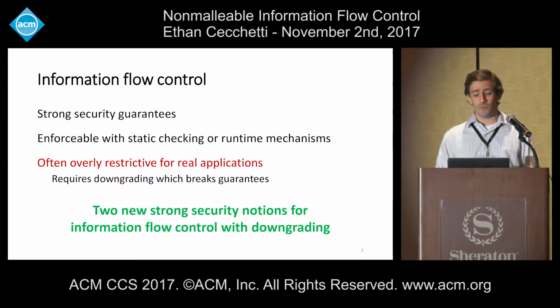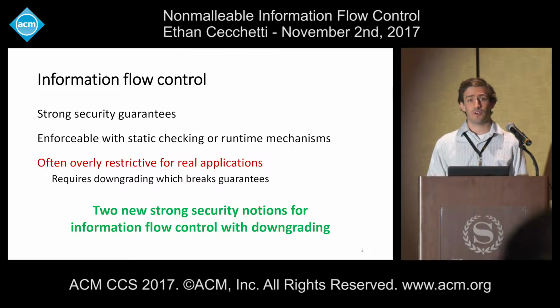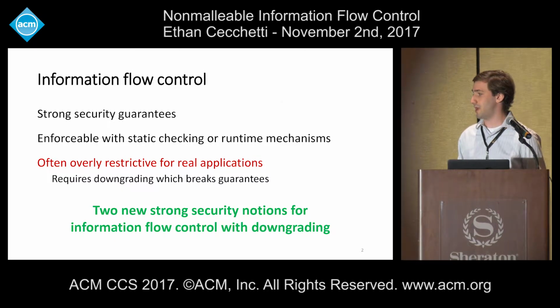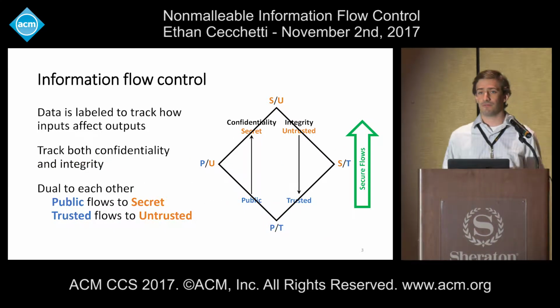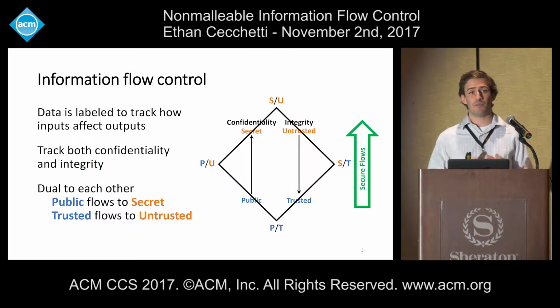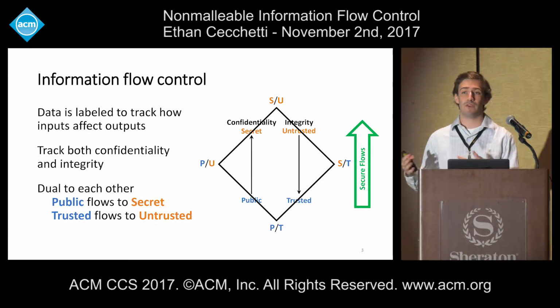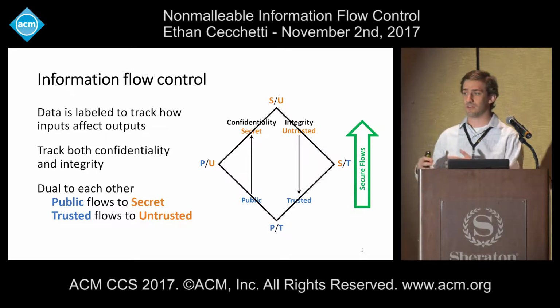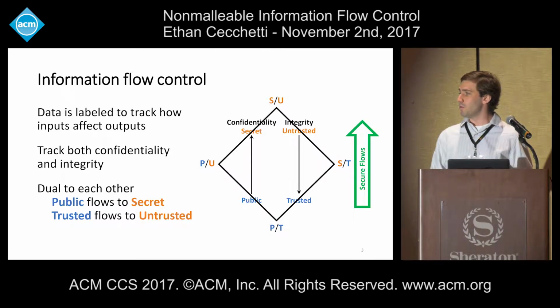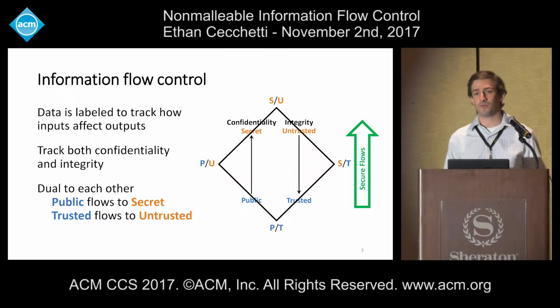In this work, we introduced two new notions of security for information flow control that provide very strong guarantees even for programs that downgrade information. In order to enforce the classic guarantees, information flow labels data in a program so it can track how different inputs affect various outputs. It can track how information flows through the program. In this work, we track both confidentiality or secrecy of data and integrity or trustworthiness.